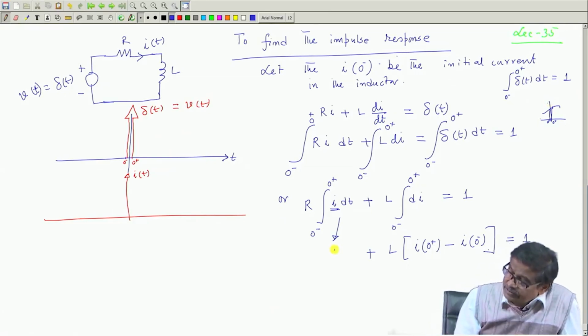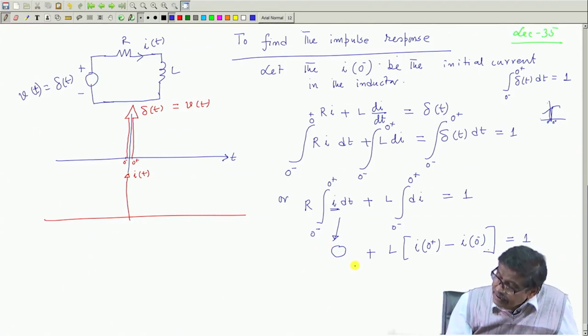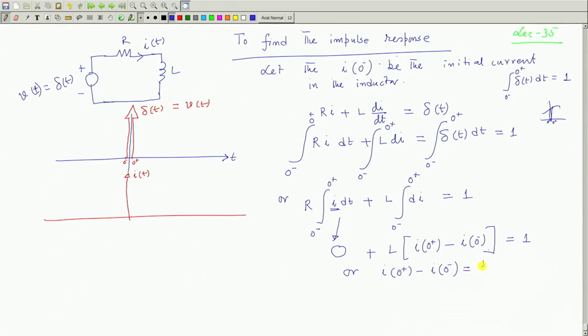Got the point? So, this integral will become 0, and then I will say that I(0+) minus I(0-) has to be equal to 1 by L, or I will tell I(0+) will be equal to I(0-) plus 1 by L.